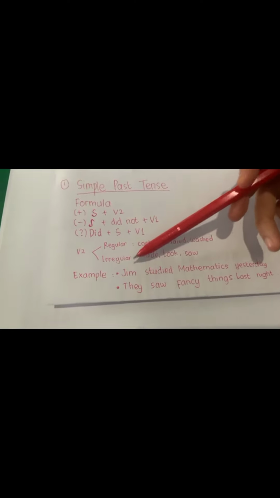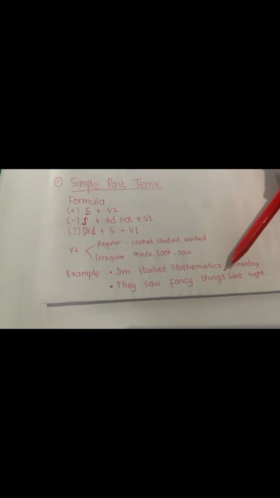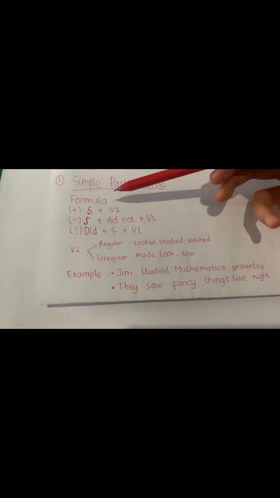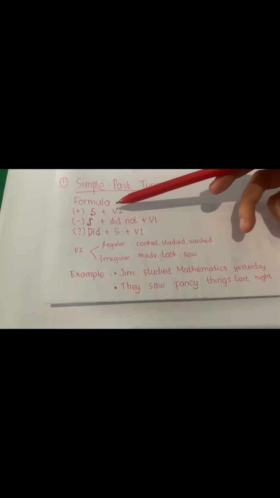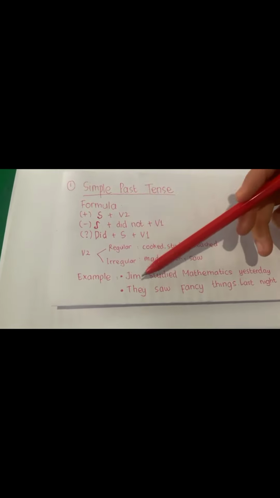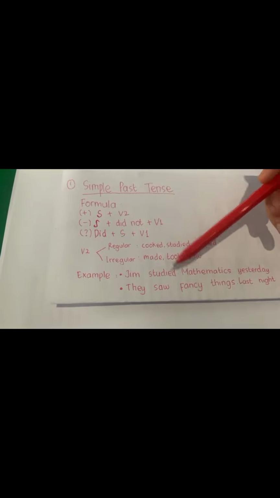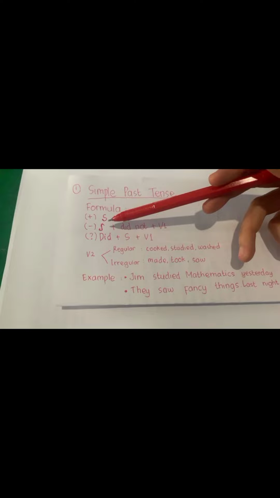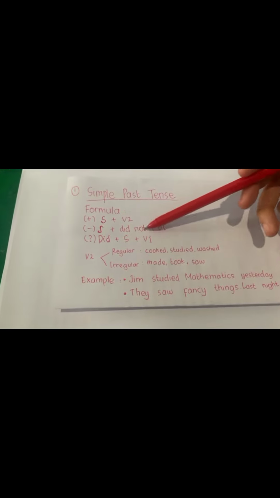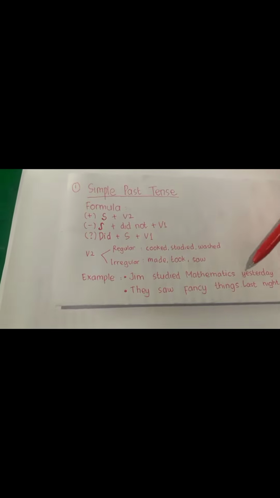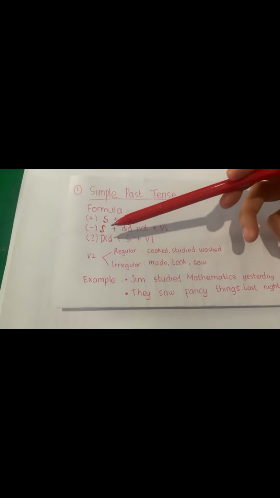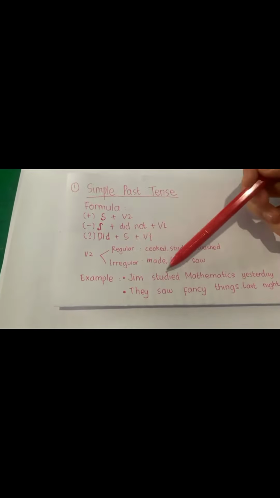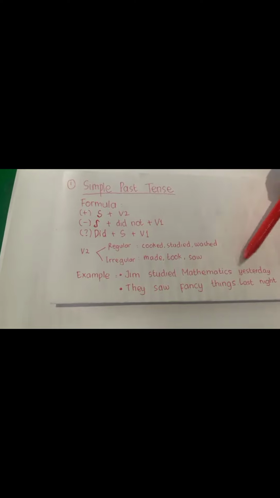Here are examples of simple past tense sentences. Number 1, Jim studied mathematics yesterday. So Jim studied mathematics yesterday is the positive sentence. It follows the formula subject plus verb 2. The subject is Jim and the verb 2 is studied. For the negative, it becomes Jim did not study mathematics yesterday. While for the interrogative, it becomes did Jim study mathematics yesterday?